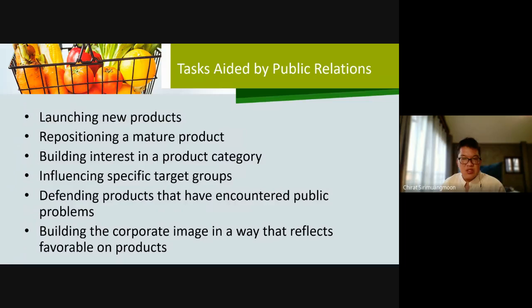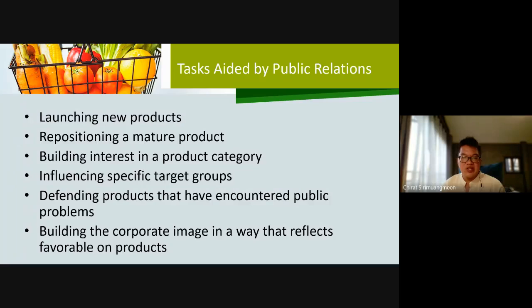So let's talk a little bit more about the public relations job. What are the benefits of public relations? First, you use public relations when you want to launch a new product to let the consumer know this is the new one. Second, repositioning a major product. Sometimes your product is quite stable, so if you want to move your position, you can do public relations.